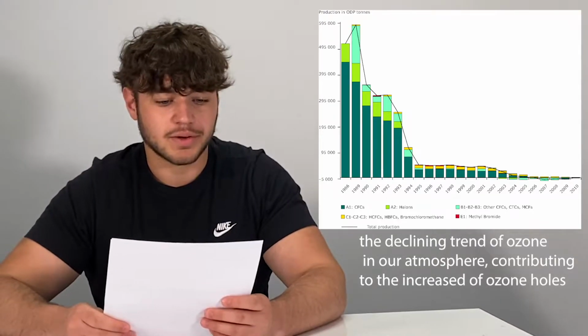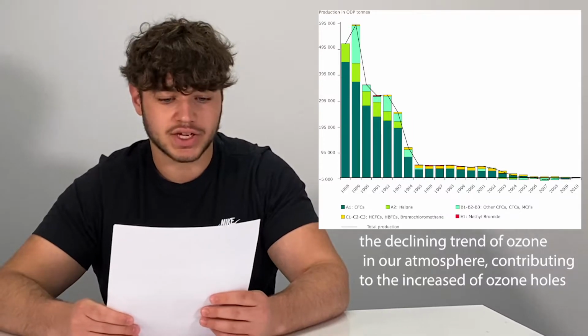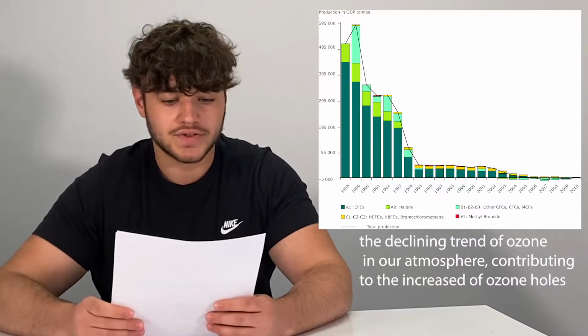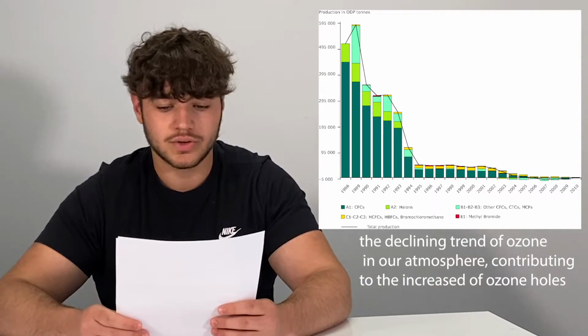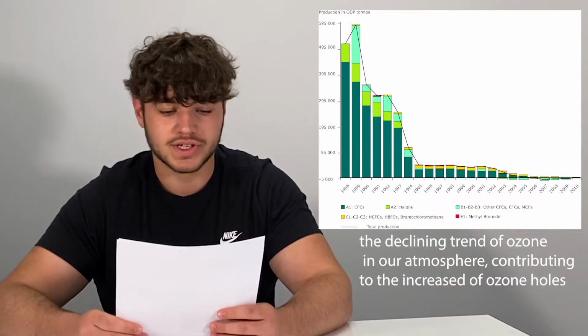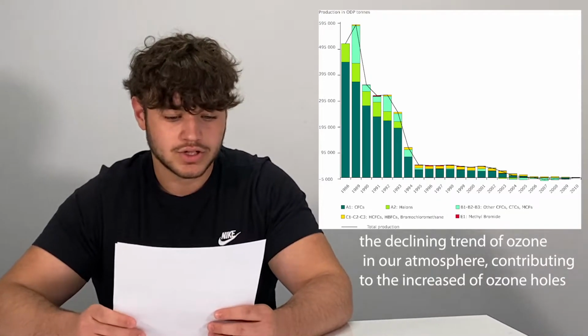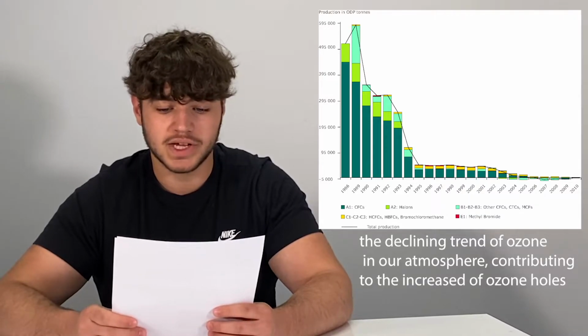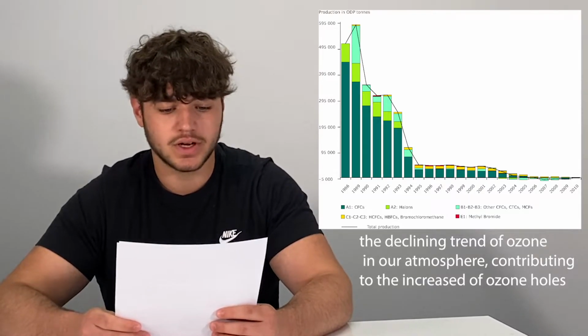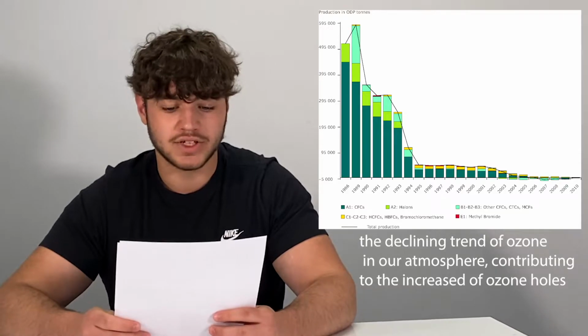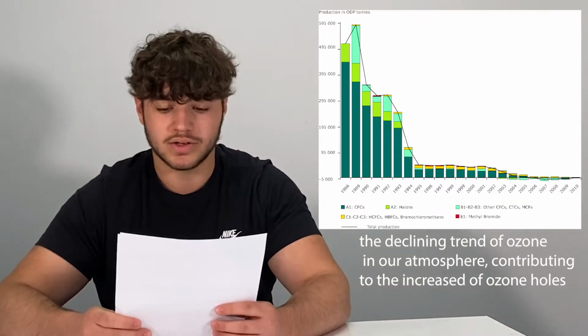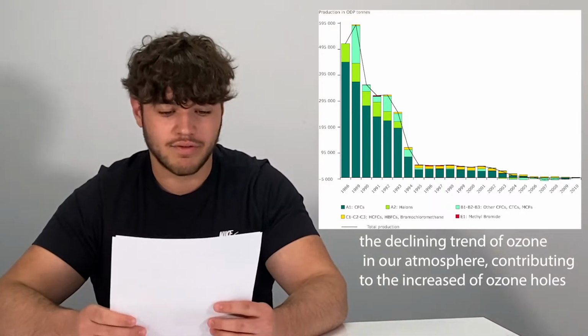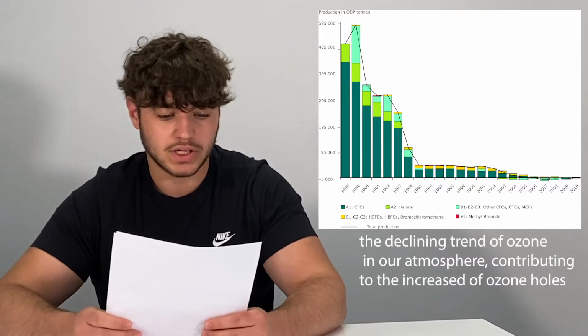So now we're going to be talking about tropospheric versus stratospheric ozone. Stratospheric ozone is considered good ozone, while tropospheric ozone is considered bad ozone. Stratospheric ozone is considered good because it is higher in the atmosphere and it blocks out dangerous ultraviolet rays from the sun. It doesn't have any negative effects on humans or the environment.